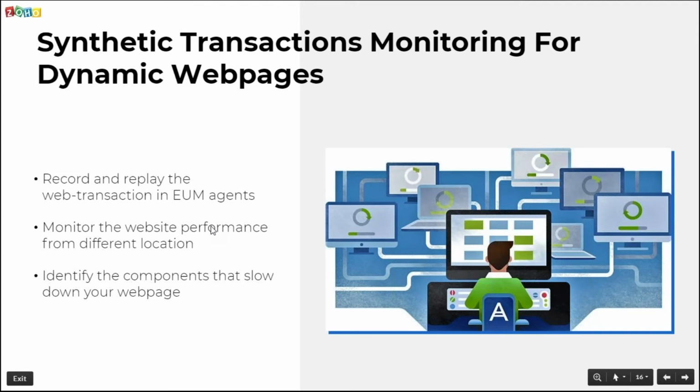And if you wanted to monitor the web page performance from multiple locations, you have to do one thing. You have to ensure that you download the end user monitoring agent on multiple locations, on the specific location. And then the only thing that you need to do is connect that agent to Applications Manager, and then you record the web transactions that we saw right now for the URL sequence. Once that is done, you can start monitoring how the web page is performing for you in multiple locations. And also you can identify the components that slow down your web page.